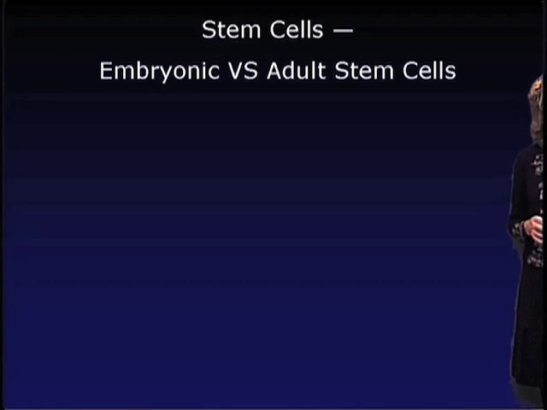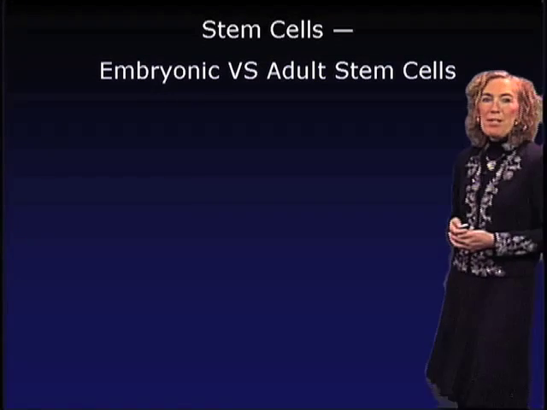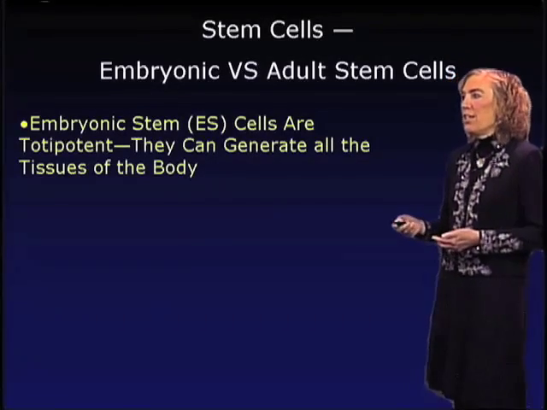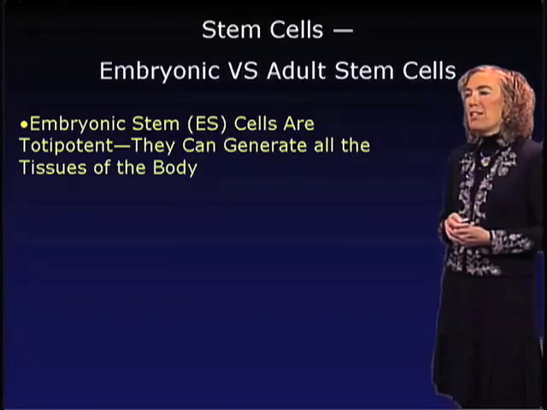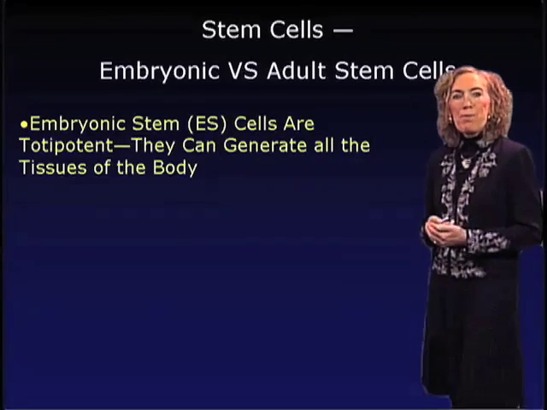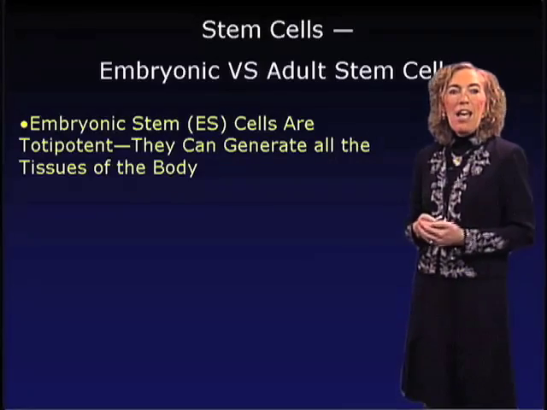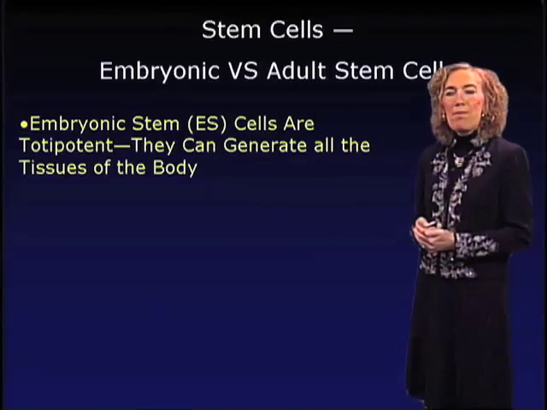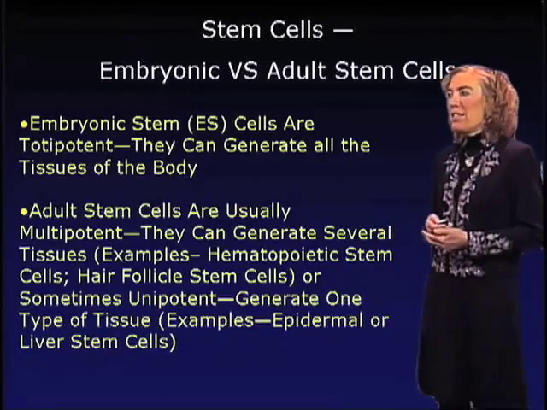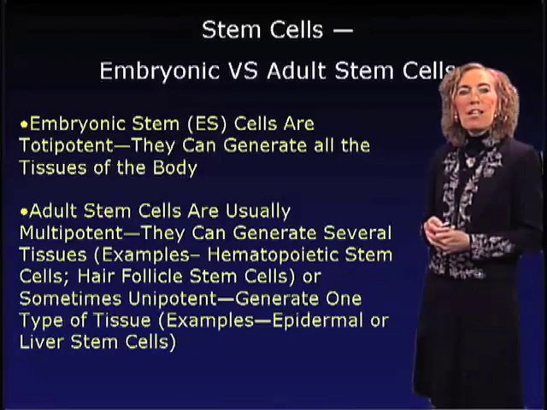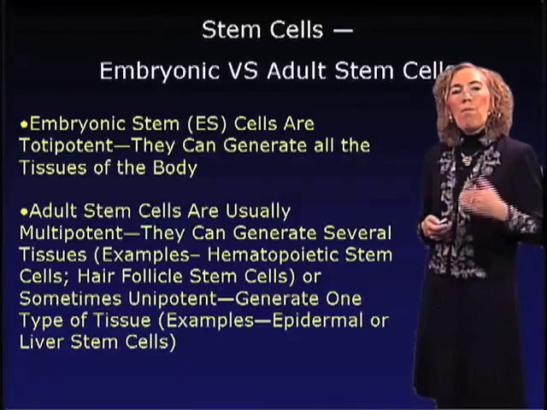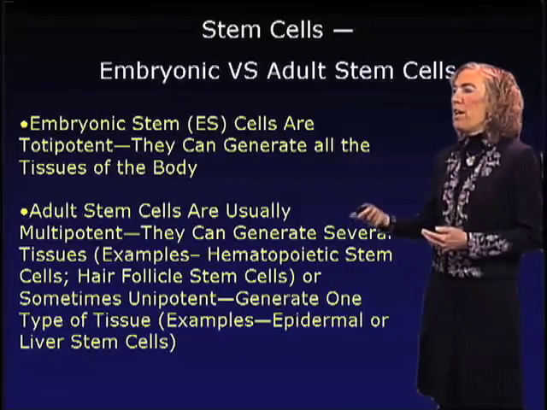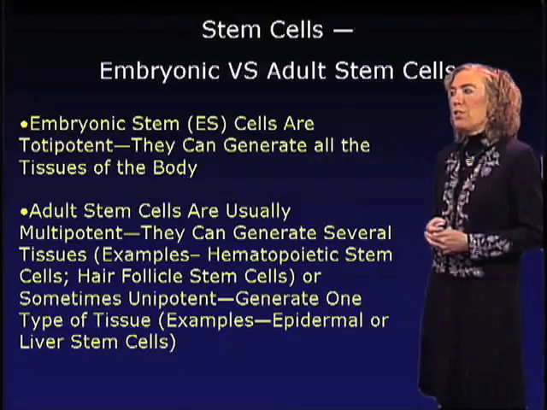So what's the difference then between an embryonic stem cell and an adult stem cell? Well, embryonic stem cells are what we call totipotent. Embryonic stem cells have the capacity to generate all of the tissues of the body. In contrast, adult stem cells are what we call multipotent. These cells can generate several tissues.